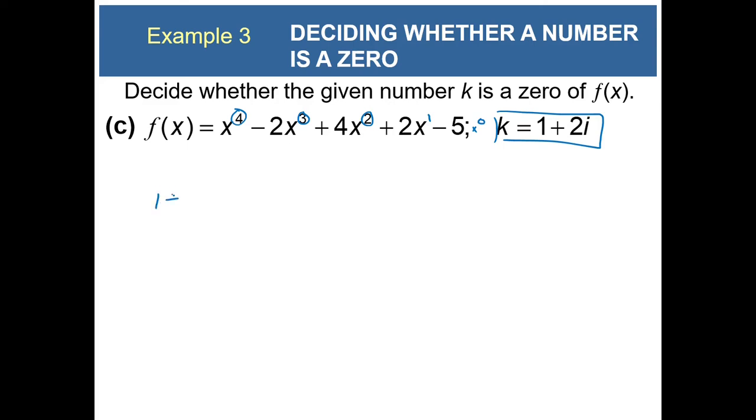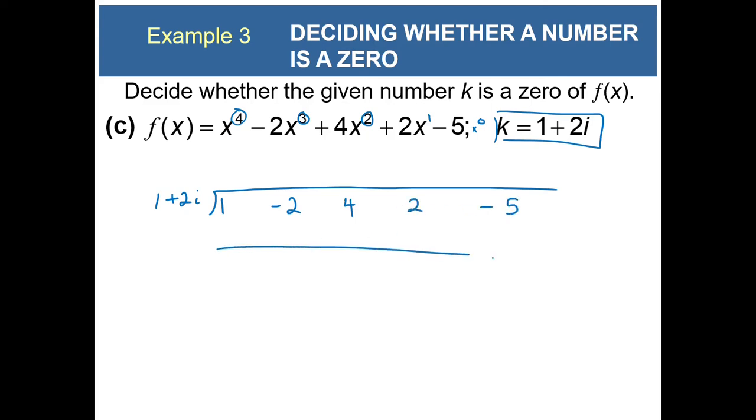So we'll have 1 plus 2i here as our divisor, and then we'll write our coefficients. We have 1, negative 2, 4, 2, and negative 5. First step is to bring down the 1, and we have a 1. Next, we're going to multiply 1 plus 2i times 1. 1 plus 2i times 1 is going to give us 1 plus 2i. I'm going to add negative 2 plus 1 plus 2i. And negative 2 plus 1, that's just going to give us negative 1 plus 2i.